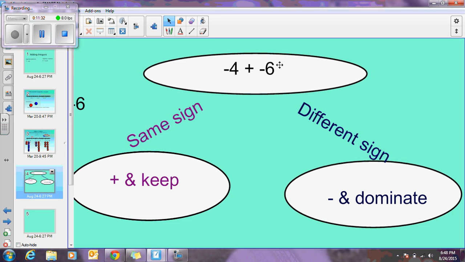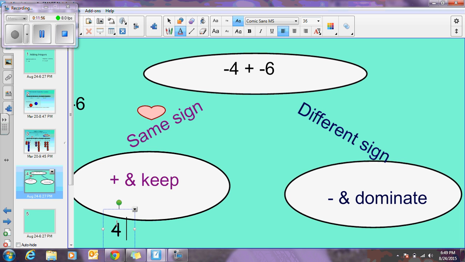Okay, that one's done. Let's take a look at -4 and -6. Well, we're going to ask ourselves, same signs or different signs? Well, they're both negatives, so they're both the same sign. So we just need to take the numbers and add them and keep our sign. So our numbers are 4 plus 6, and I know that that's 10, and I'm keeping my sign. So again, what's the sign that both of them have? You're right, it's negative. So this answer is -10.